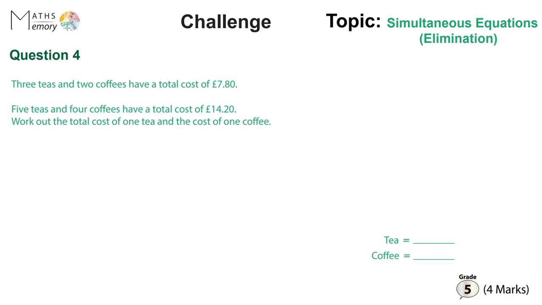Question 4, challenge simultaneous equations. Let's write this worded question down. Let's try to write the maths behind the words and try to solve for x and y, or t and c in this case, t and coffee. Press play when you're done.